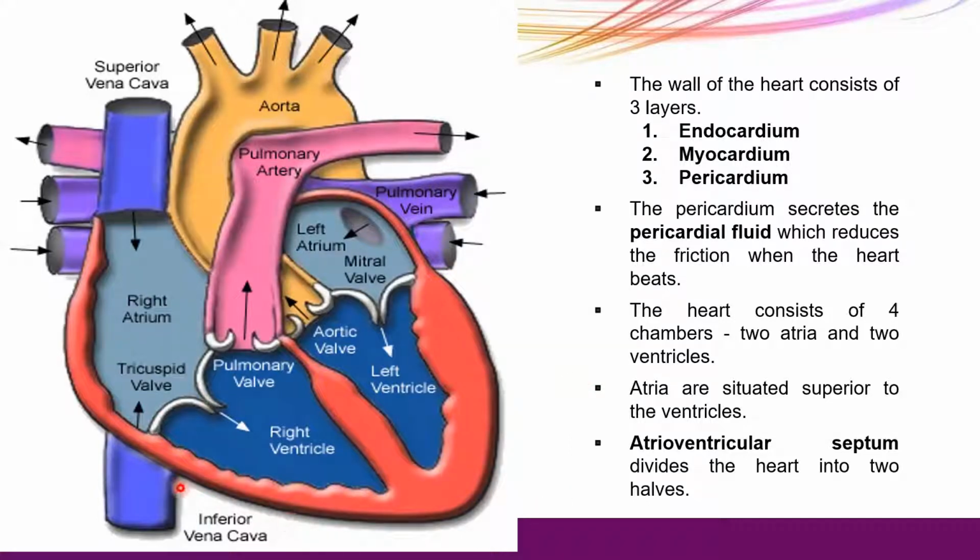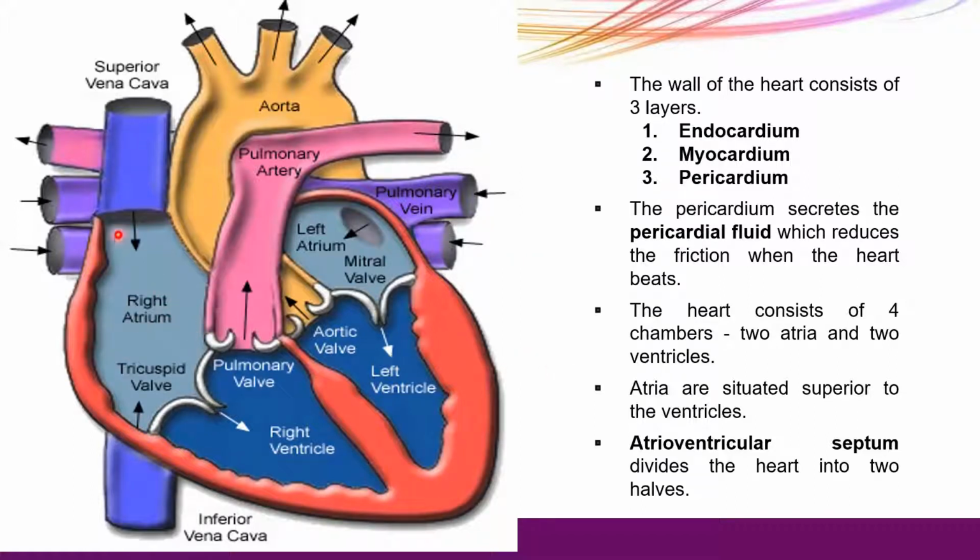So here you can look at this outer layer, right? And then you can see the darker portion that they've shown here, which is the part that would contain the pericardial fluid. So as the heart beats, it reduces the friction. Then the heart consists of 4 chambers, as we were just looking at in the previous diagram, but this one is more clear. So you can look at the 4 chambers.